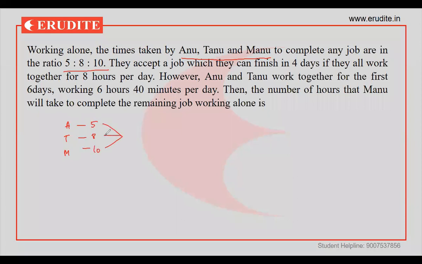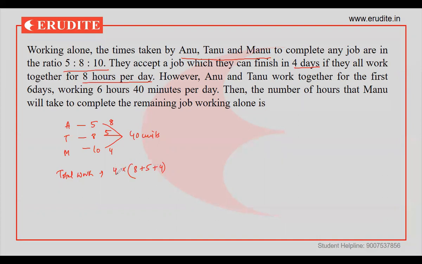So if I use the LCM method, it is giving 40 units. So efficiency is 8 here, 5 here, 4 here for Anu, Tanu and Manu respectively. Now they're saying that they can finish the job in 4 days if they work together for 8 hours per day. So how much total work are they completing? Anu is doing 8, Tanu is doing 5 and Manu is doing 4. That is 13 plus 4, 17 units.